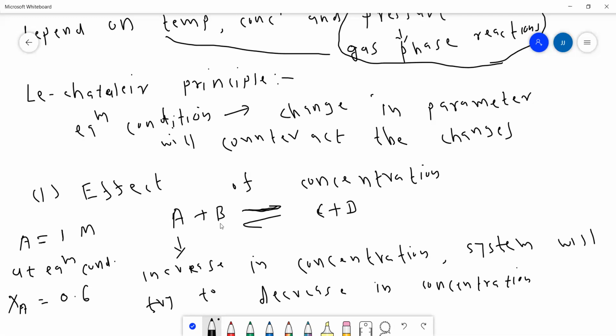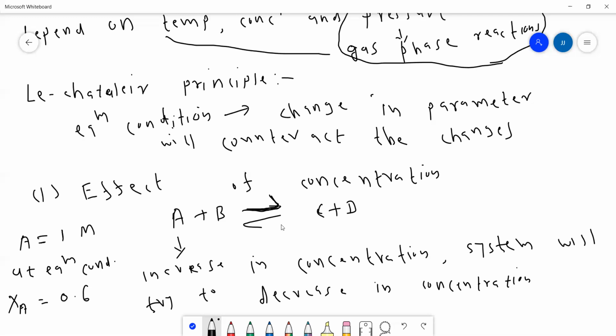Now if we increase the concentration, the system will try to reduce the concentration. That means when the concentration of A reduces, more A will be converted, reacted with B. Then only the concentration of A reduces. So the system will try to react more A, so the reaction will occur more in the forward direction. So the equilibrium conversion will increase. This is the effect of concentration.